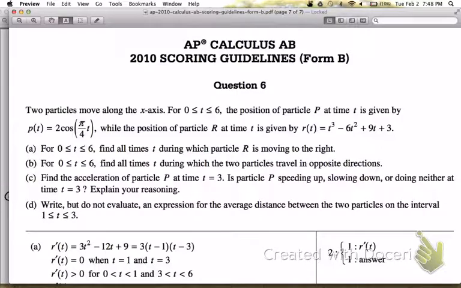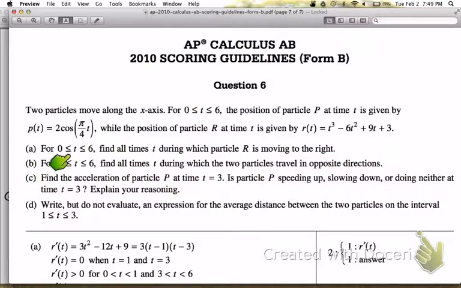2010 Form B question number 6. We skipped over question number 5 because we don't know how to do that one yet. So question 6 says, two particles move along the x-axis for t between 0 and 6. The position of particle P at any time is given by this function. The position of particle R at any time is given by this function. And again, this is a non-calculator question, so both of these we're going to have to work with by hand.